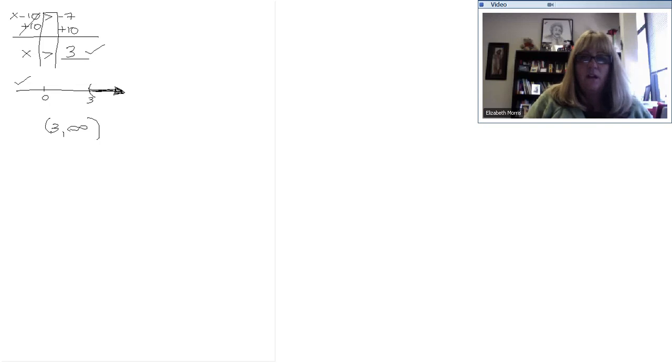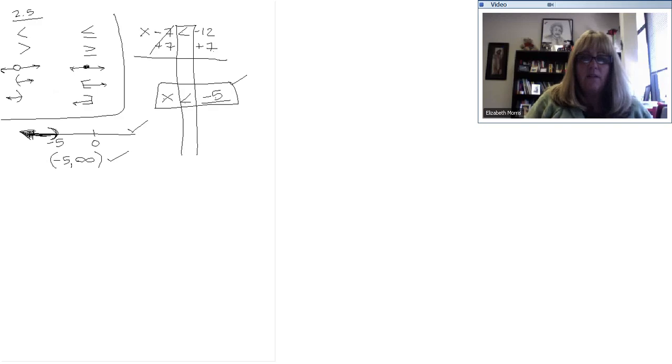You know what? I just realized something. I did something wrong. Let's go back to this one. This is wrong. The farthest thing to the left is negative infinity. The farthest thing to the right is negative 5. Negative 5 has a parenthesis, and negative infinity always gets a bracket. Well, I wish someone would have been here to say, hey, Morris, you're doing it wrong. At least I caught it.